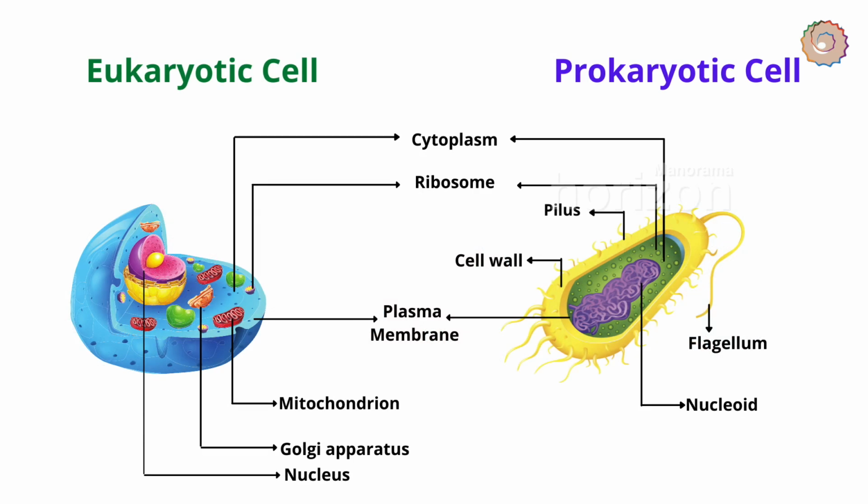A more modern and developed type of cell is one where there is a nucleus and a larger variety of cell organelles. These are called eukaryotic cells.